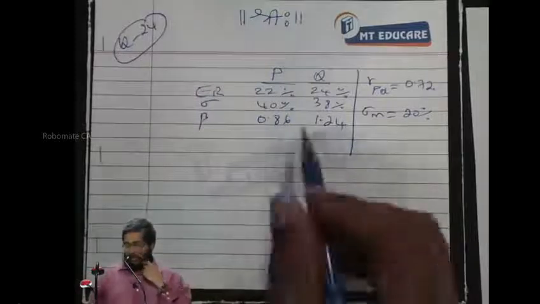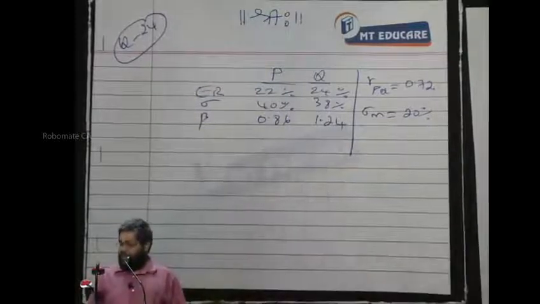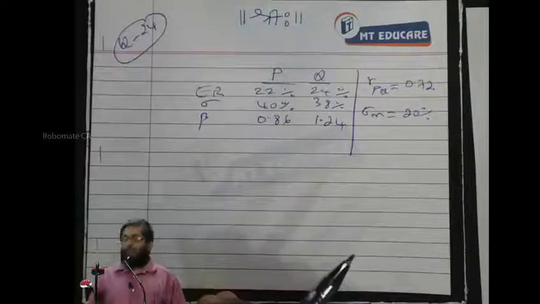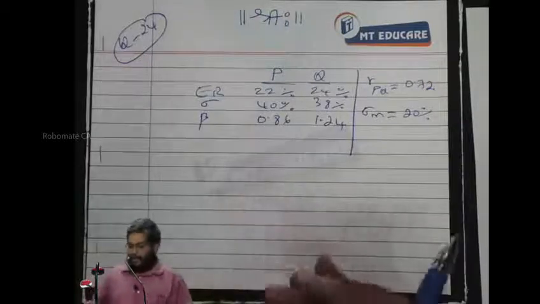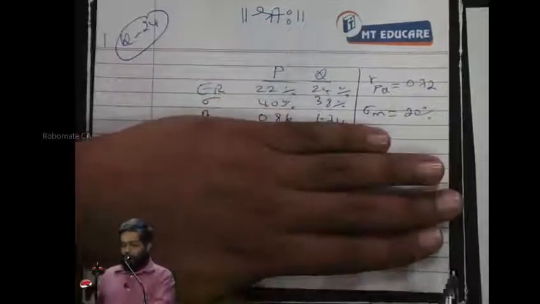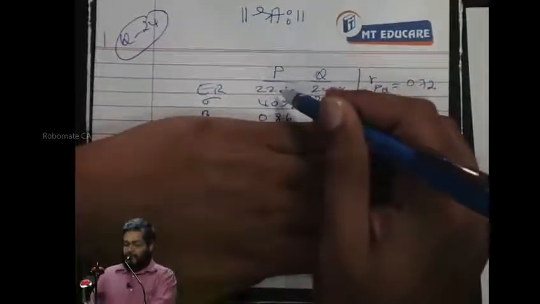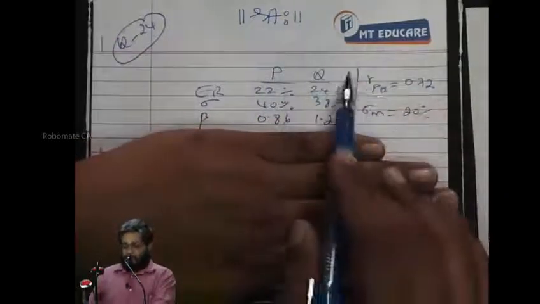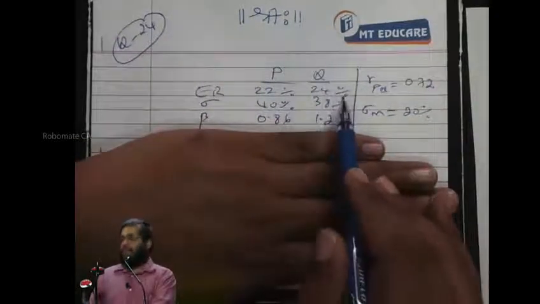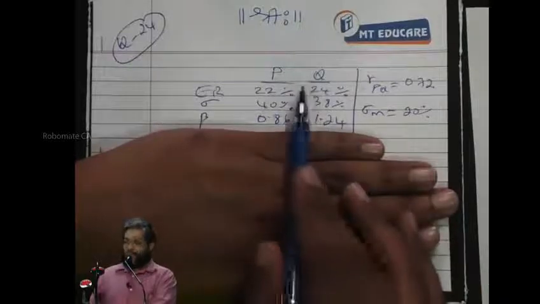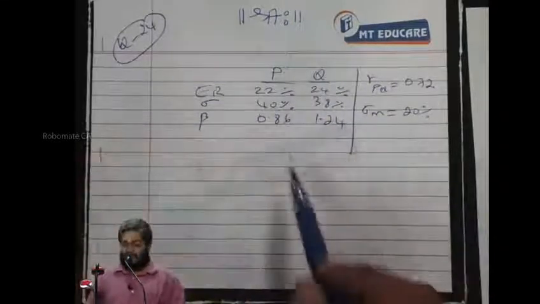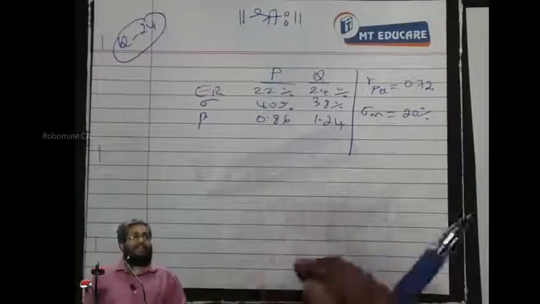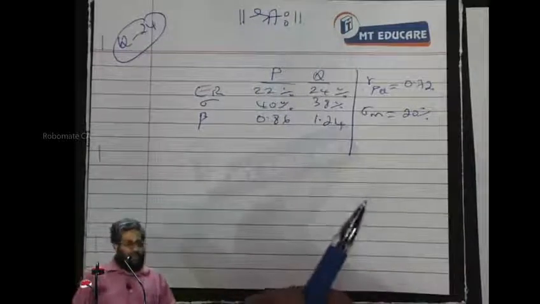Now the first question, let's answer one by one. Is investing in Q better than investing in P? Now we are in Markowitz. P gives 22% return for what risk? 40%. Q gives 24% return for how much risk? 38%. Is Q efficient or not? Yes. Q gives a higher return for a lower risk. It lies on the Markowitz efficiency frontier, right or not?